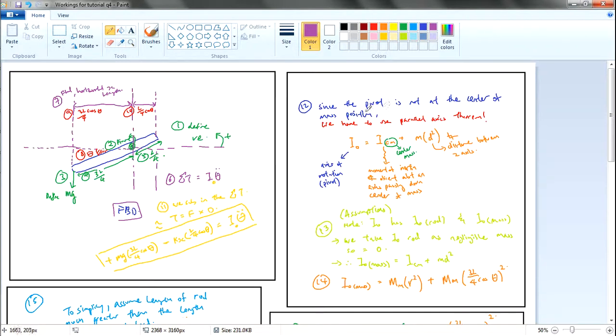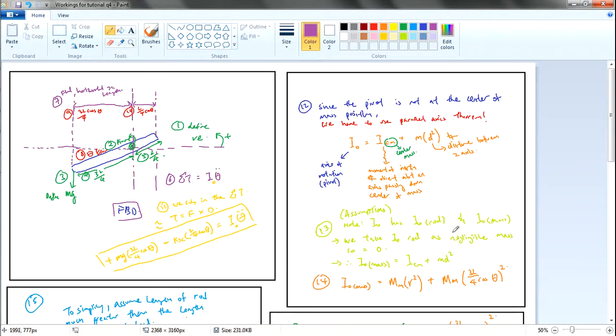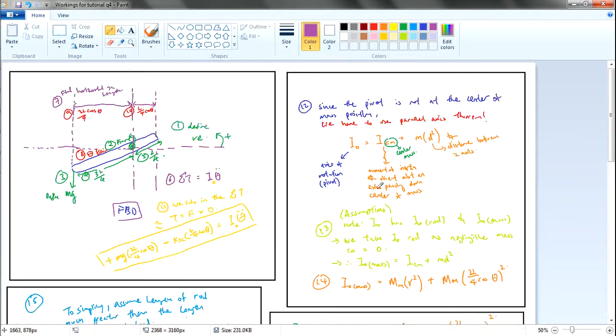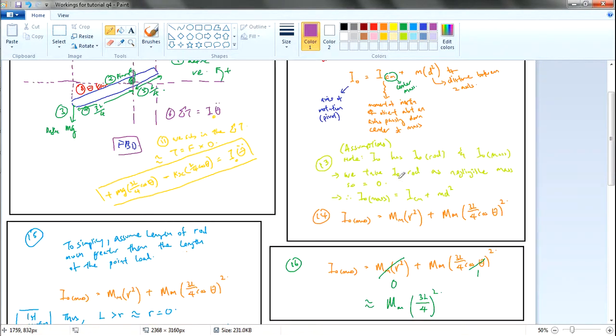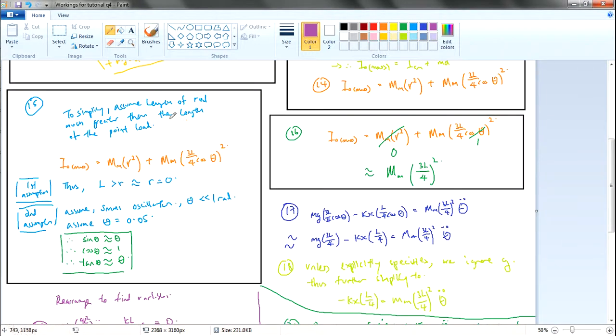So first, if the center of mass is not in the correct place, you use the parallel axis theorem, and then you have to assume certain assumptions. You have to assume the rod and the mass. You have to make sure the equation is as simple as possible, so you have to make sure a lot of things equal 0, which is the tough part over here. Then simplify, assuming the length of the rod is much greater than the length of the point load.